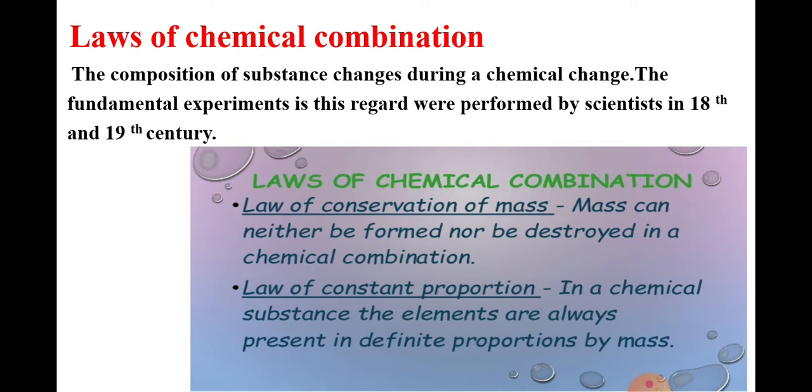So here, laws of chemical combination. The composition of a substance changes during a chemical change, and the fundamental experiments in this regard were performed by scientists in the 18th and 19th century. While doing this, they measured accurately the substances used and formed. The scientists Dalton, Thomson and Rutherford studied the structure of substances and the atom and thus discovered the laws of chemical combination.